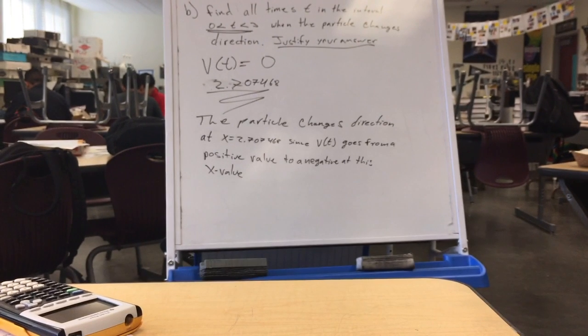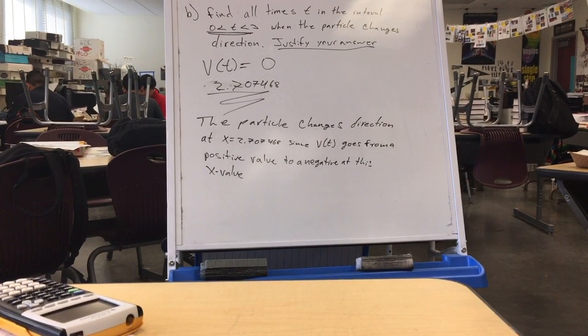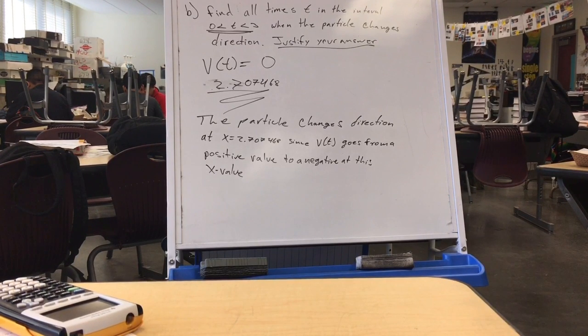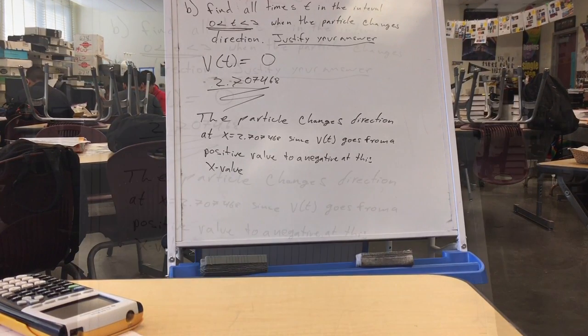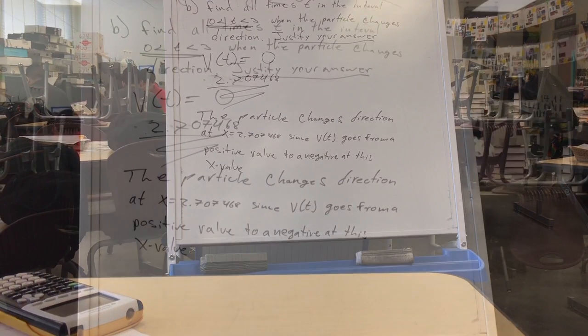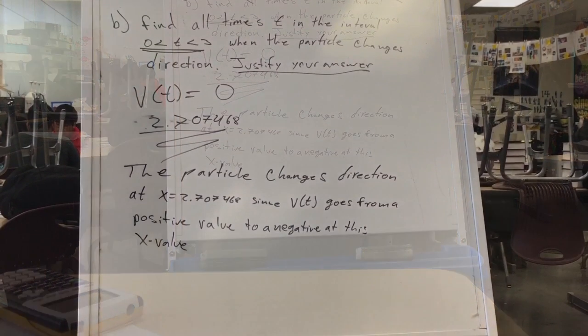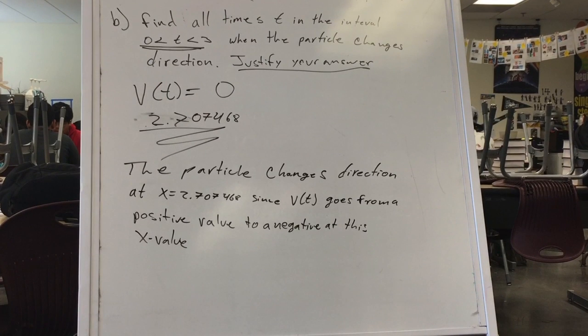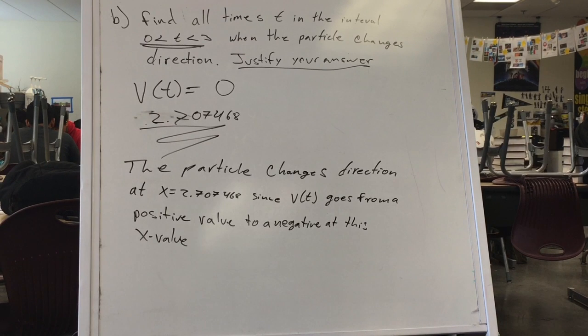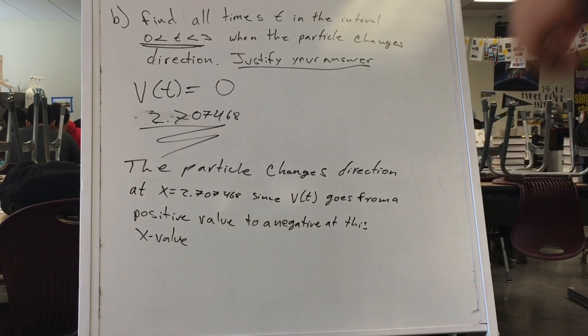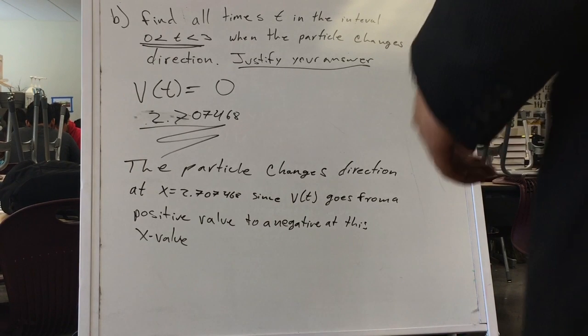So what we got, when it changes direction, is when x equals 2.707468. So what I did, I wrote down the particle changes direction at x equals 2.707468. It changes sign at that x value because b of t goes from positive y values to negative y values, and it passes through the x-axis.